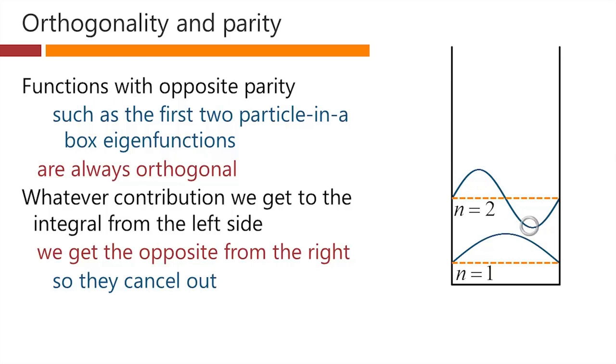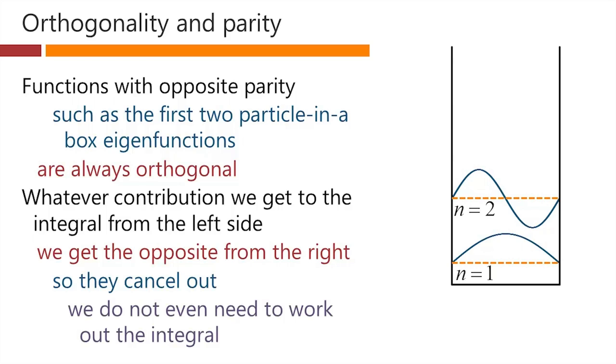These functions, as I've drawn them, happen to be real, so the complex conjugate is rather trivial. And the important point is, if we happen to have these parity relations, we can see the orthogonality of them without even having to work out any integral. So functions with opposite parity are always orthogonal to one another.